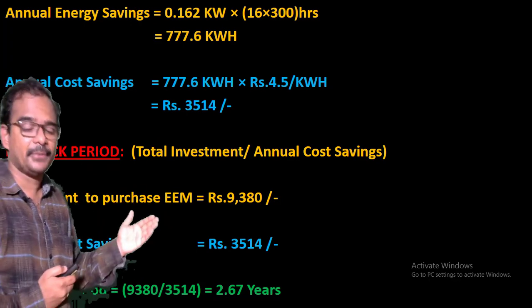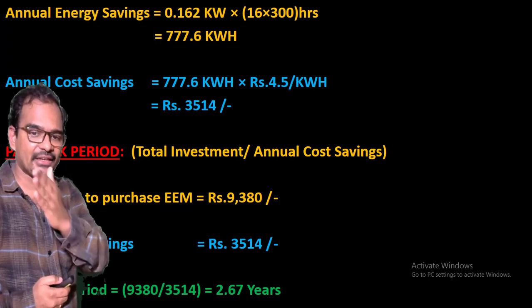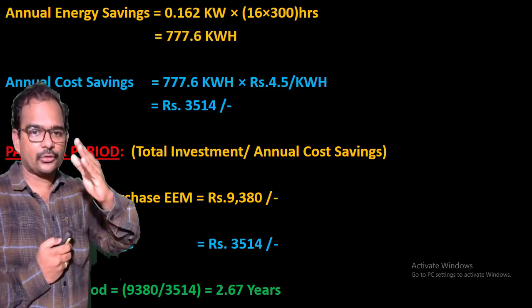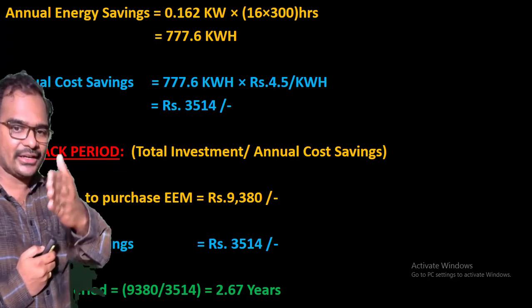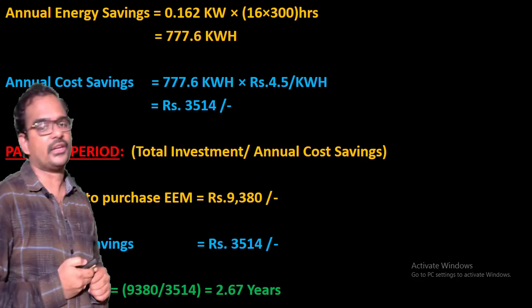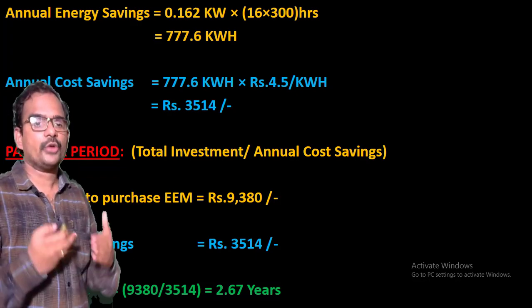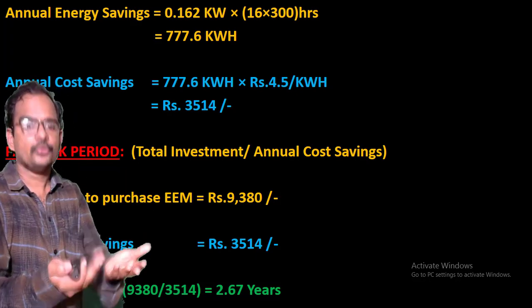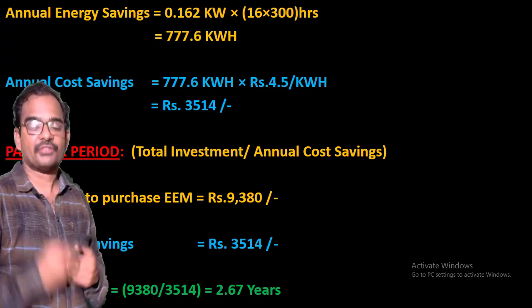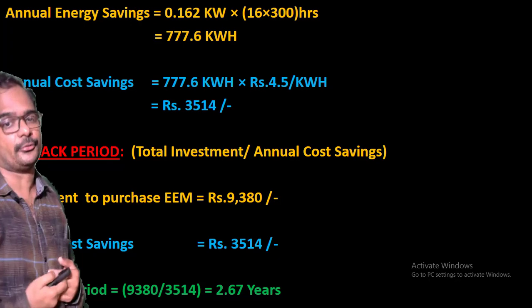Now what does the payback period mean? After 2.67 years, say 3 years, the cost of the motor is 9,380 and after 3 years you are getting the 10,500 rupees. So the cost of the motor is 9,380. So after 3 years, whatever you have spent on the motor, you got it back. And the remaining 7 years is a profit for you. You understand that?